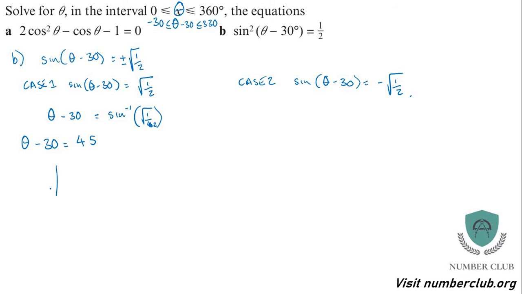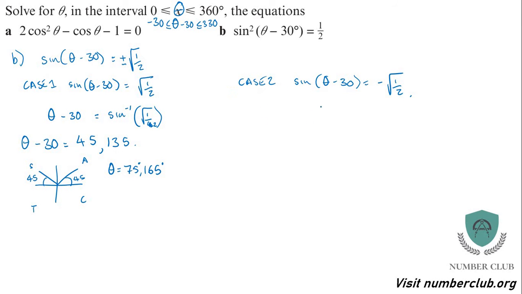So we'll cast C, A, S and T. We've got 45 there as well. We need to go up to 330, so there won't be another answer, and so we'll get 180 take away 45, which is 135. Now if theta minus 30 is equal to each of these, then that means that theta will equal 75 and 165. Okay, so those are the values generated by case 1.